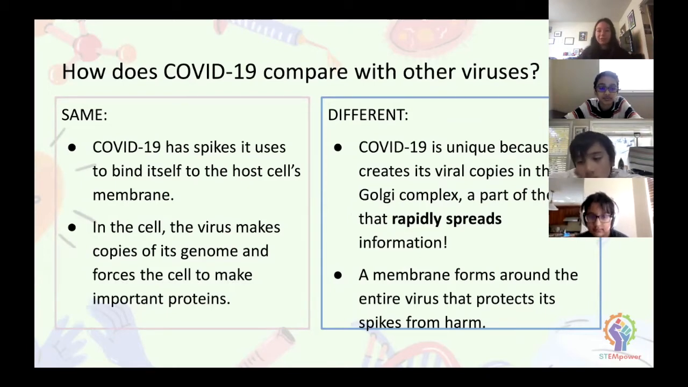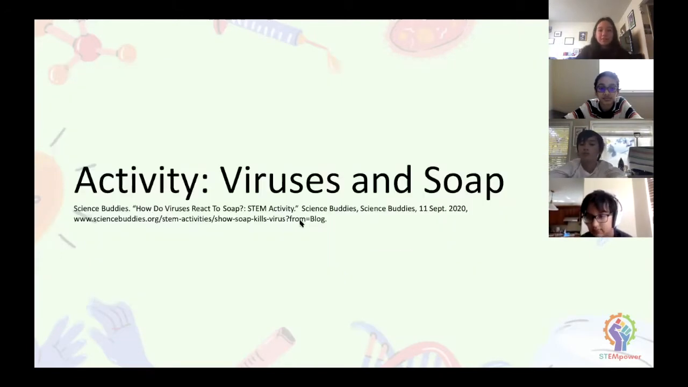It doesn't reproduce, but it makes more copies of itself the same way most viruses do. What's different about it, though, is that when it's creating its viral copies, it actually uses something called the Golgi complex instead of the cell membrane. And then the Golgi complex rapidly spreads information, which makes it more dangerous. Also, a membrane forms around the entire virus that protects the spikes from harm. Usually you have a capsid which protects the genetic information, and the spikes are just on the outside, not really protected by anything. But in the case of COVID, they actually do have a protective layer.